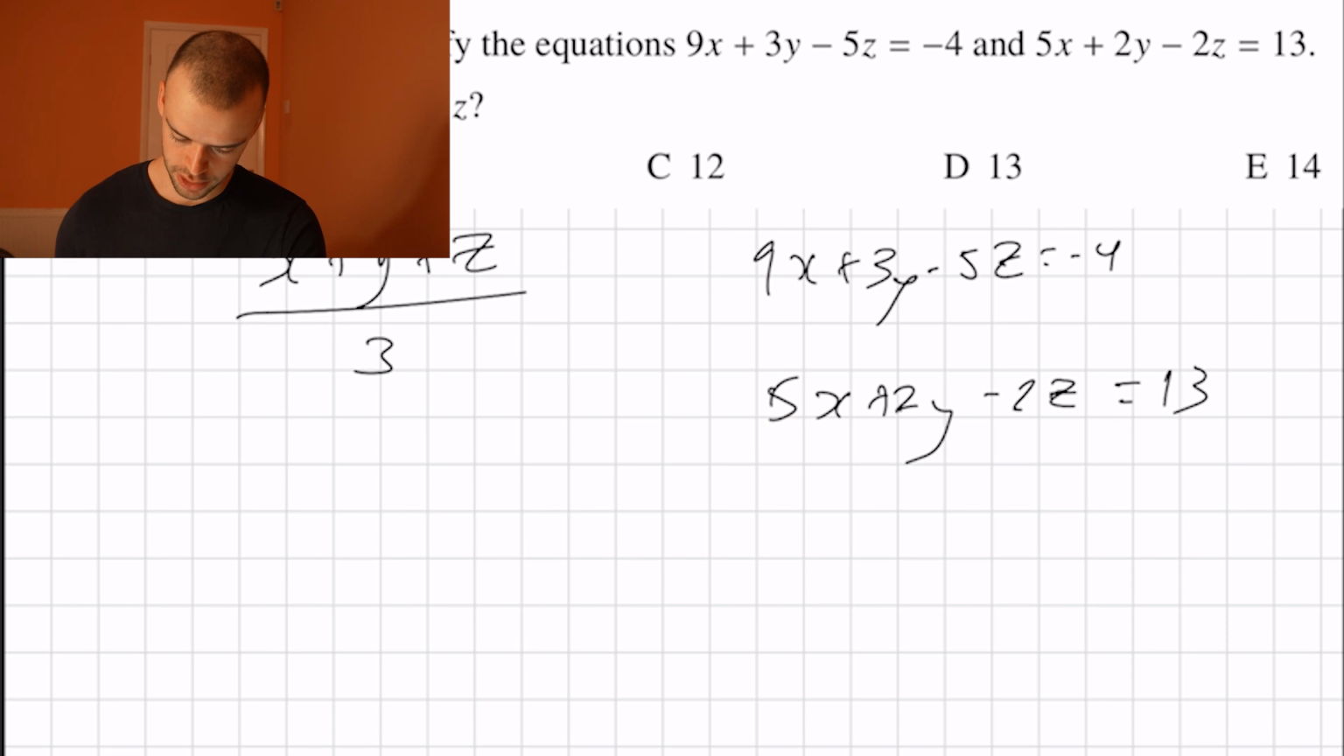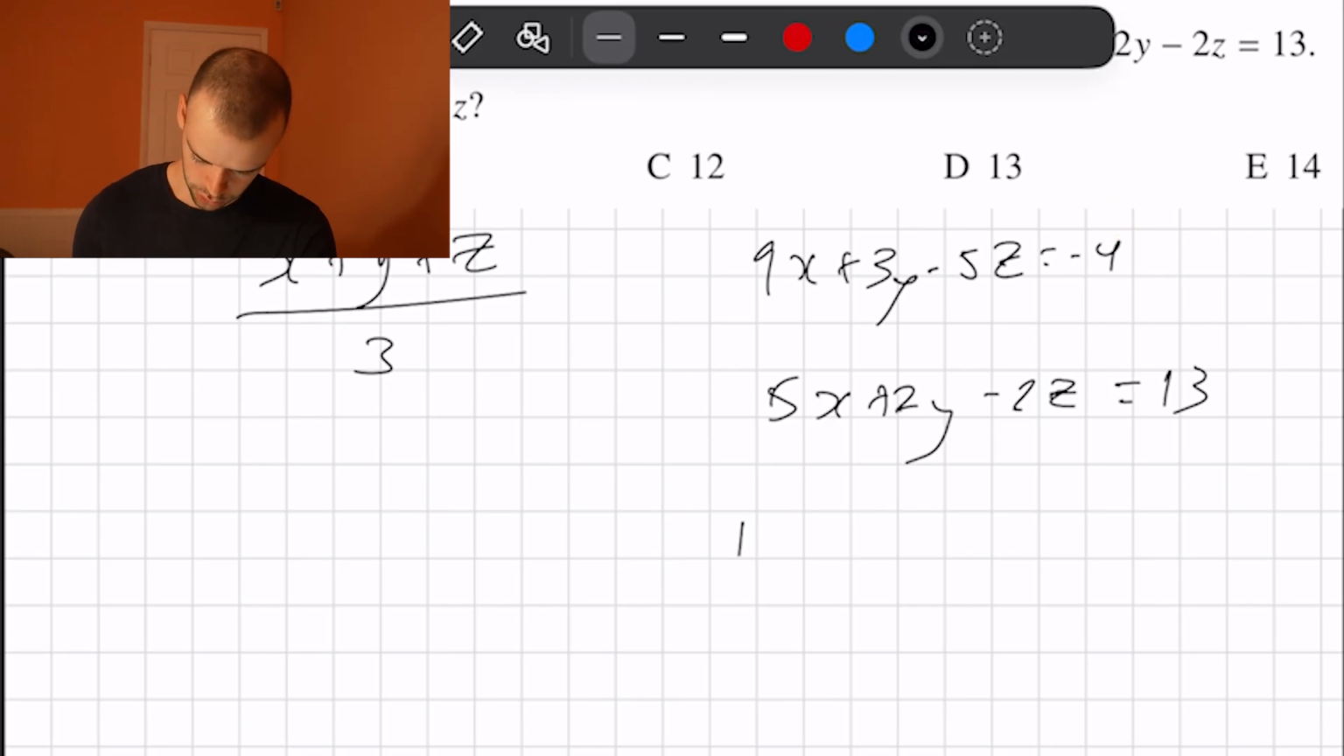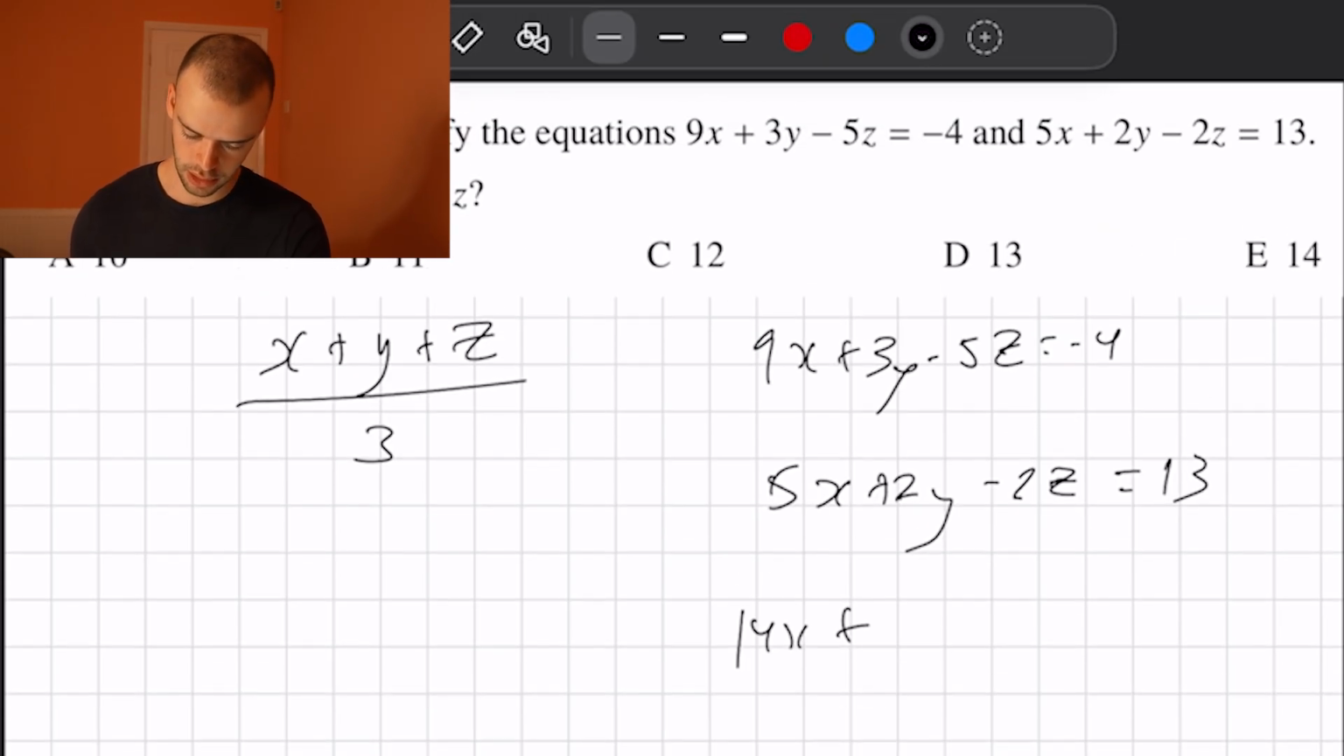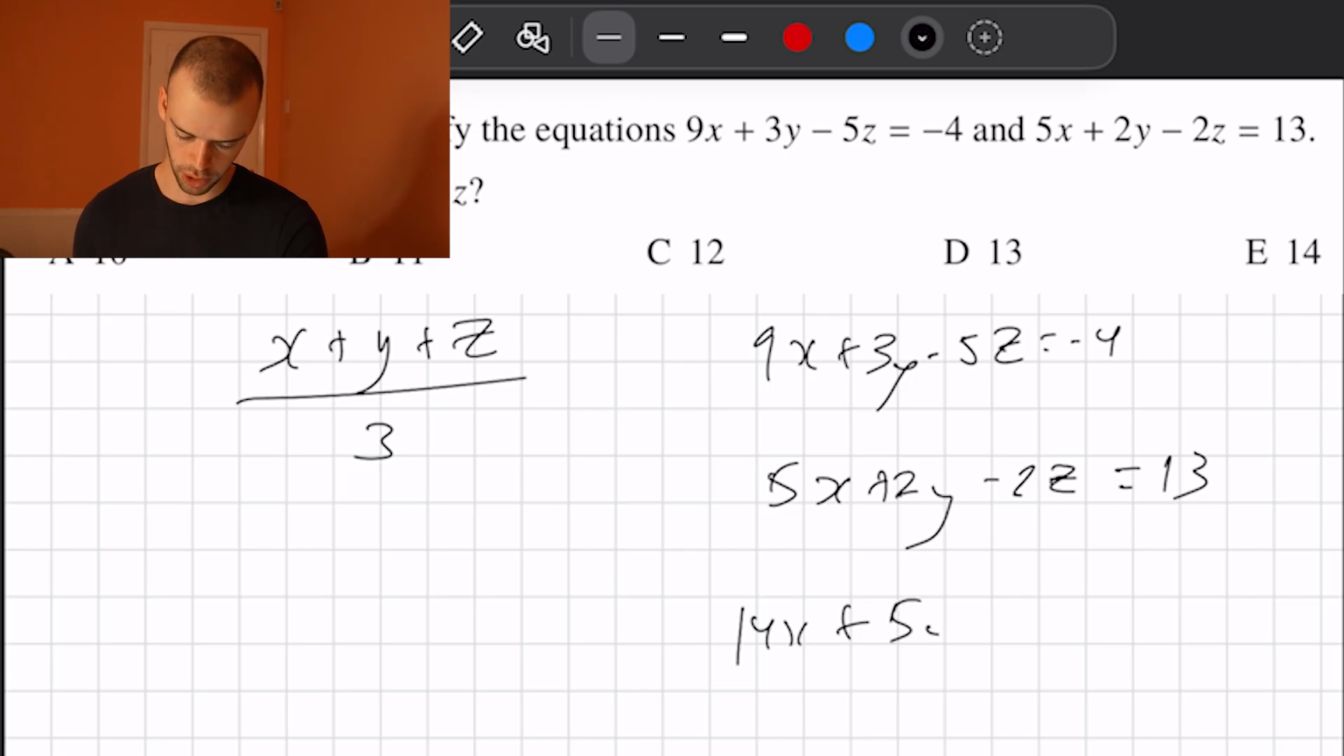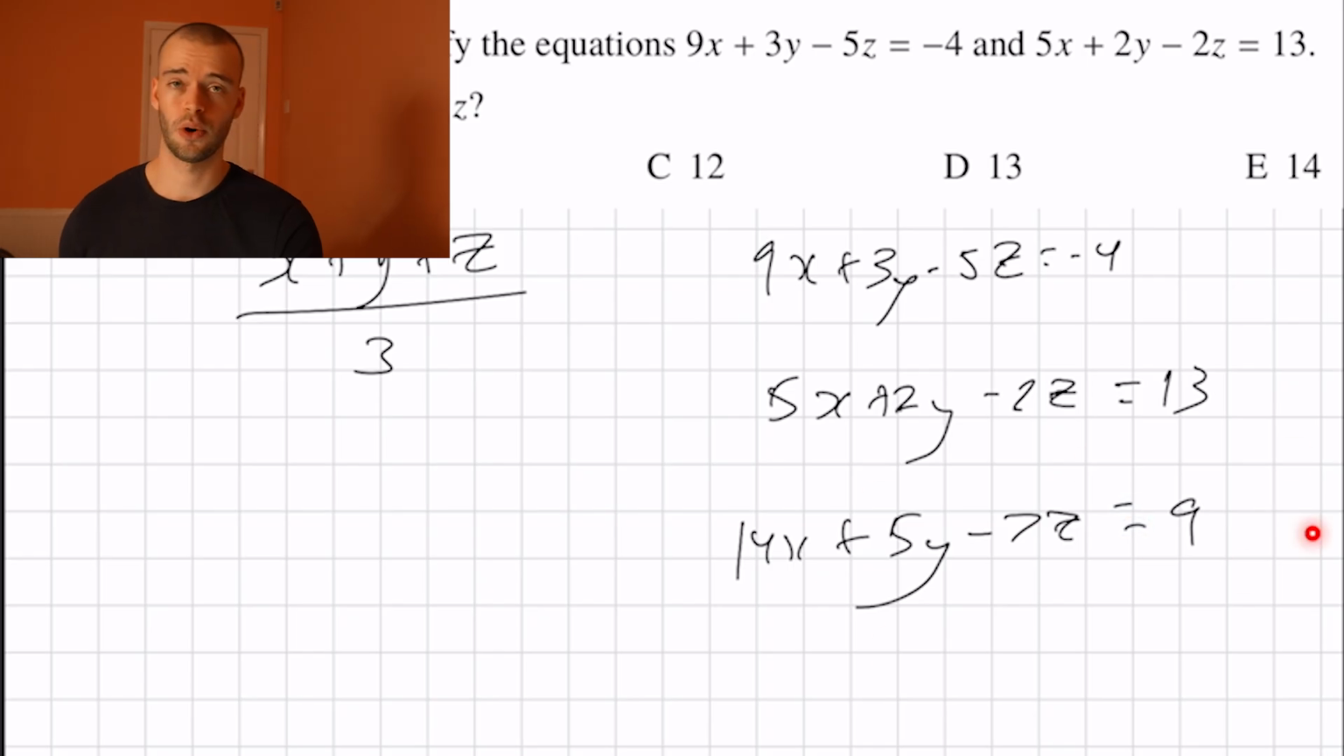If I add the equations, I add the x values, the y values, and the z values, and it will equal the sum of the constants. So we would have 14x plus 3y plus 2y, which is 5y, and minus 5z minus 2z is minus 7z. Add the constants, we get 13 minus 4, which is 9. Okay, this is not that useful. Ideally, what I'm looking for is that the coefficients of x, y, and z are the same, so I can divide both sides by that number and get something close to this. So that wasn't that useful.